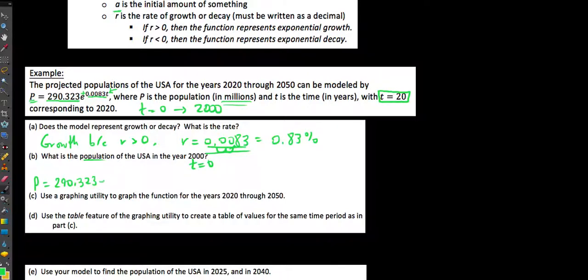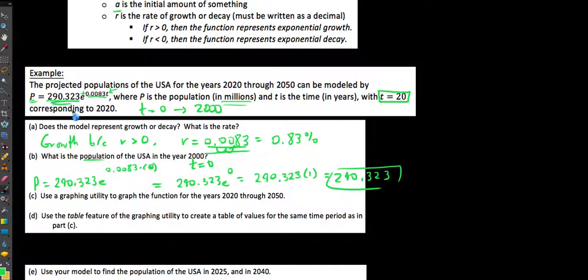So 290.323 e to the 0.0083 times 0. Because this is a 0 up here, 0.0083 times 0 is 0, and this leads us to 290.323 e to the 0, which, remember, anything to the 0 is 1, is the same thing as this times 1. I want to fix that 3, it's bugging me. Times 1, which really means that our initial population would have been our principal amount that was located in the front of this model here.